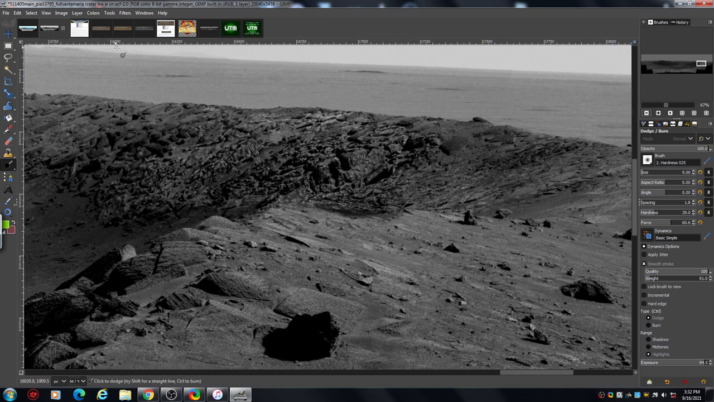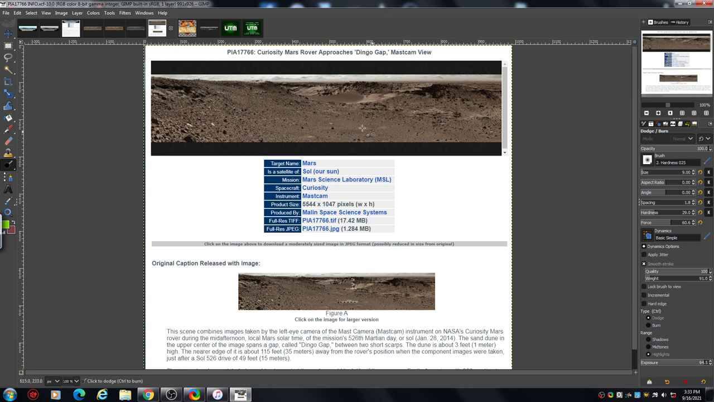Okay, right, so we are going to be looking at this one next, and I can't remember why I had this image. I think someone mentioned it. No, that was it. Curiosity was going somewhere, and it went through an area called Dingo Gap. I was interested to find out what the surface was like. So this is how this image came around. They're very large images, they come in, but they're quite big.